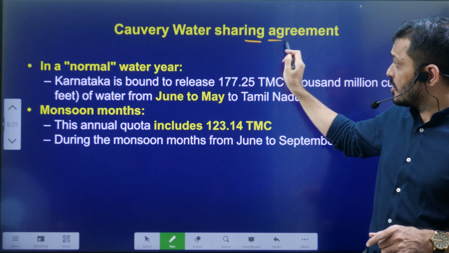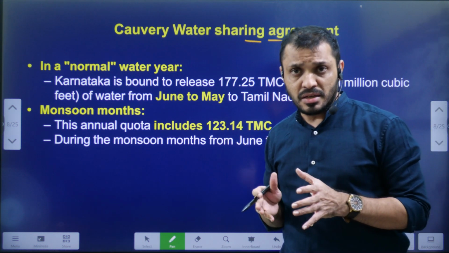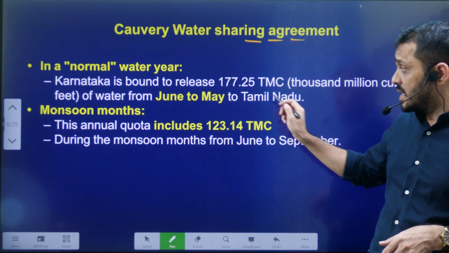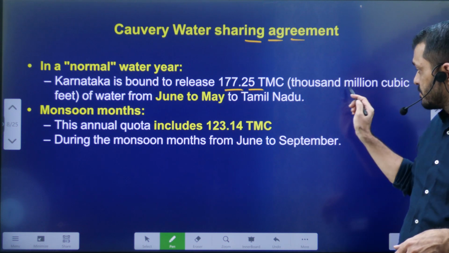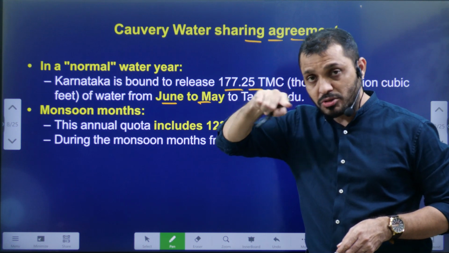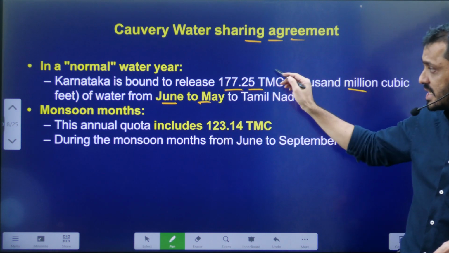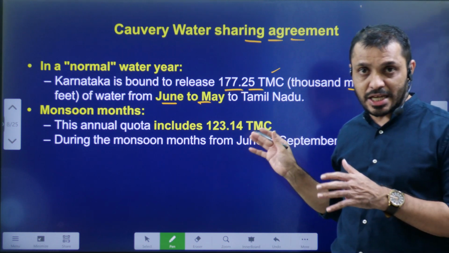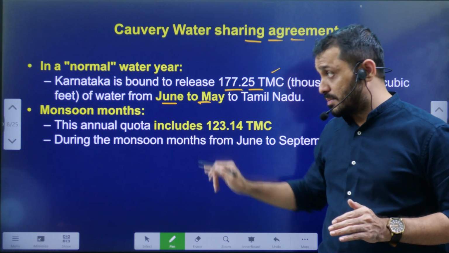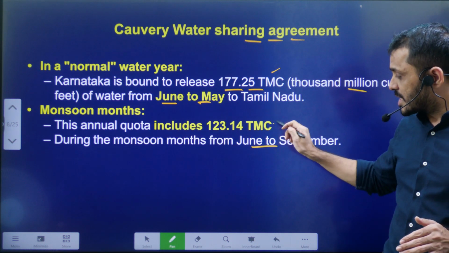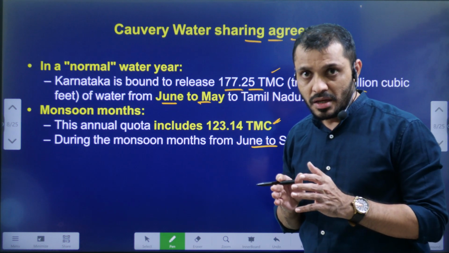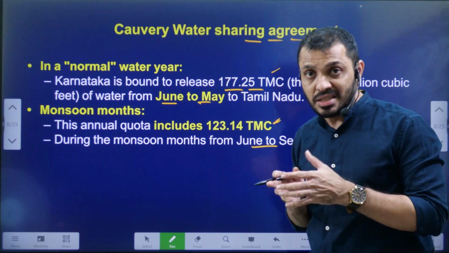Let us see the Cauvery water sharing agreement. In the normal year, we are not talking about distress, Karnataka is supposed to release 177.25 TMC water between June and May. That means from June of a particular year to May of the next year, it has to release around 177.25 TMC. Especially in the monsoon months of June, July, August and September, it has to release around 123.14 TMC. We are talking about the normal year. When there is less rainfall, obviously these equations will change.